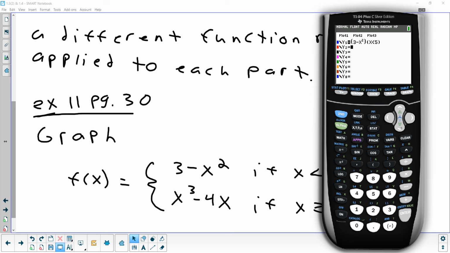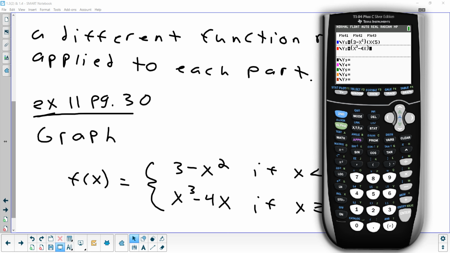Now we'll go down to Y2. We're going to type in parentheses x cubed. Now, when I type cubed, my cursor is still blinking up in the exponent. I'm done in the exponent. I don't want to be in the exponent for the minus 4x. Press the right arrow, and it'll drop you back down to the normal line. So it should look just like that.